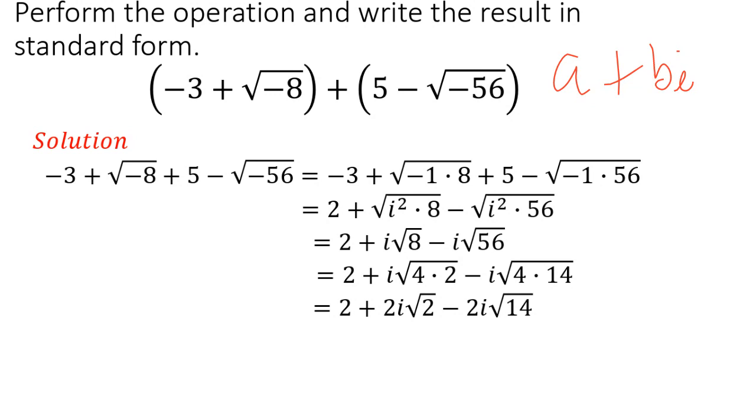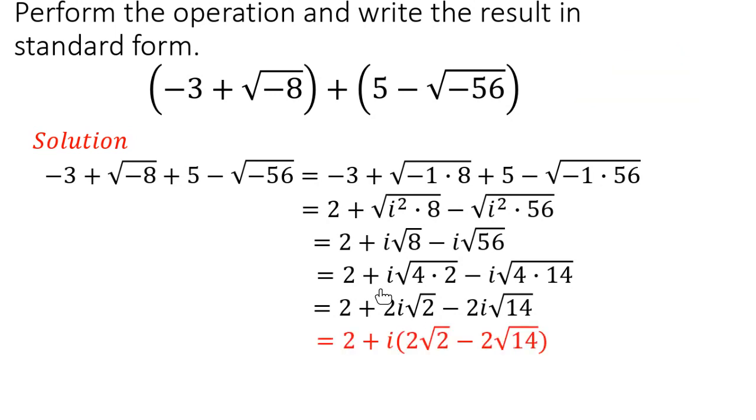So we need to rewrite this. Notice now that for these two terms here, they both have an i, so I can factor out the i. If I bring out this i in the front, then I'm going to be left with 2 plus i times 2 times square root of 2 minus 2 times square root of 14.